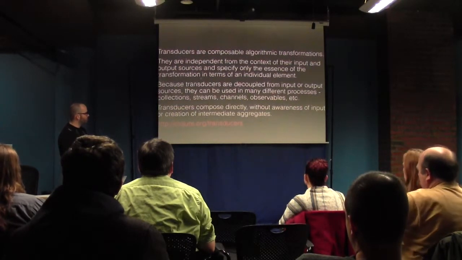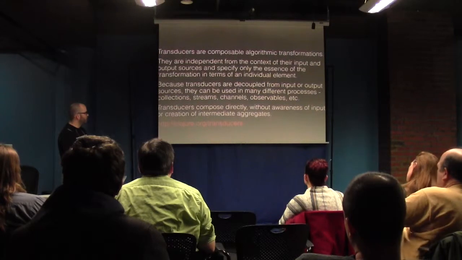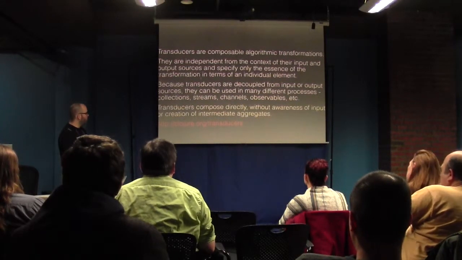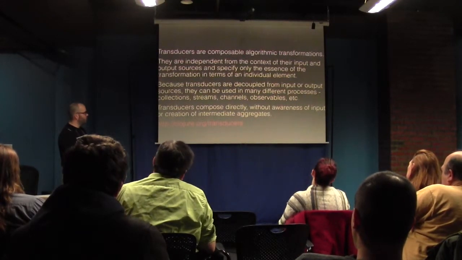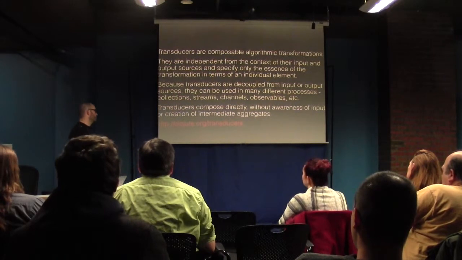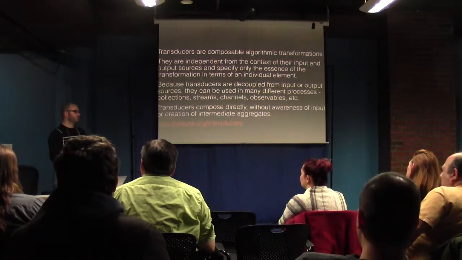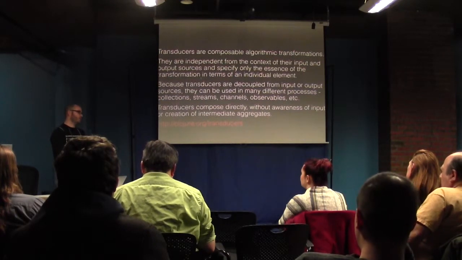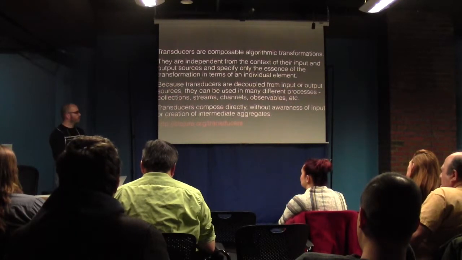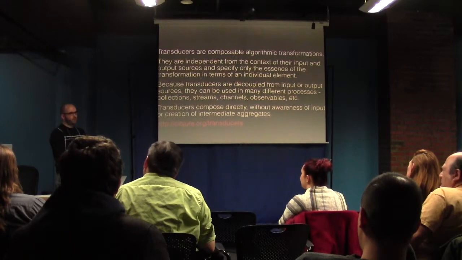So they compose directly, we'll talk about that a little bit later. Without awareness of input or creation of intermediate aggregates. So what do the intermediate aggregates mean? If you're using Underscore, for example, the chain API, and you say, well, I have this, we're going to map it to uppercase, and then we're going to filter everything that starts with A, and then we're going to take the first 10 items.